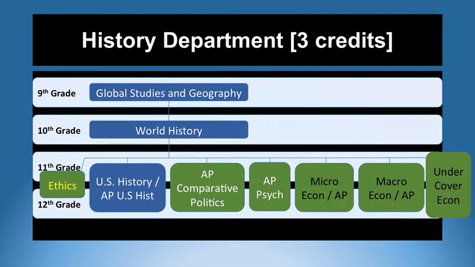In history, we have the 9th and 10th grade pretty well lined out there, and in 11th grade or 12th grade, students will need to take a US History or AP US History course. It can be taken either one of those 2 years. And then we have some electives here, quite a number of electives in history: AP Comparative Politics, AP Psychology, the Microeconomics, either a regular or an AP version, a Macroeconomics, either regular or AP version, and Undercover Economics. Ethics, again, is that blockless class.